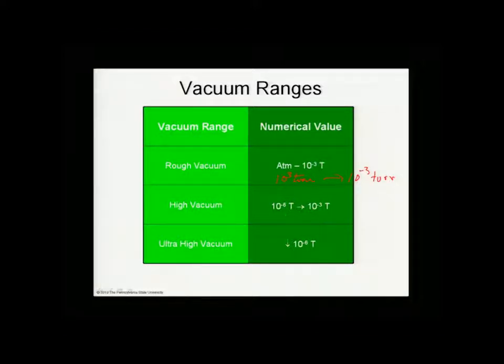Let me write it in the same direction, from high to low pressure. So it's 10 to the minus 3 torr, the end of this regime, down to 10 to the minus 6 torr. So we're getting lower. It says high, but the numbers are getting lower. And then ultra-high vacuum is pressures of 10 to the minus 6 torr, toward the end of this regime, and lower. So these are high vacuum or ultra-high vacuum pressures.